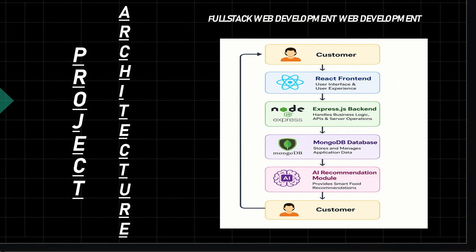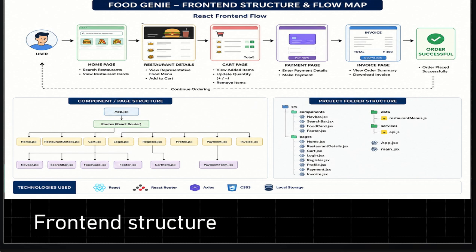Project architecture. The project follows a three-layer architecture. Front-end sends requests to the backend. Backend processes the request and communicates with MongoDB. MongoDB returns the required data. Backend sends the response back to React. The architecture keeps the project organized and scalable.